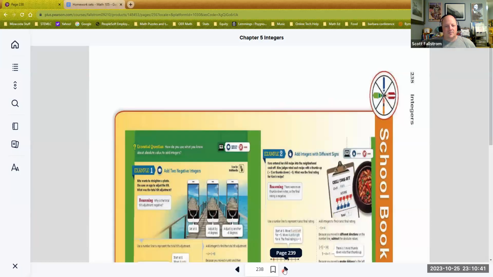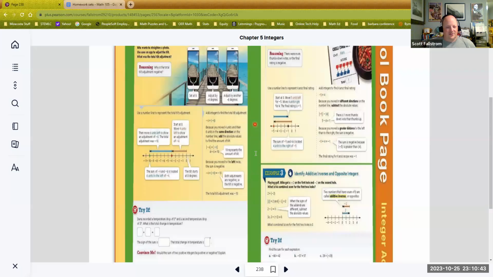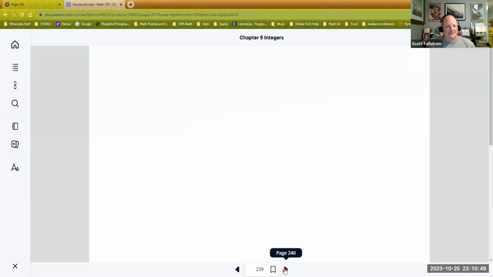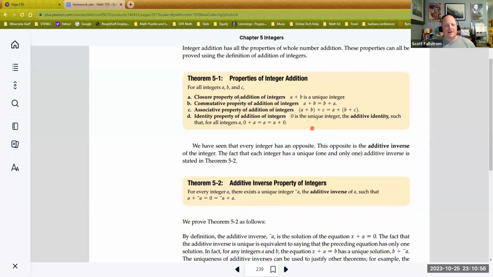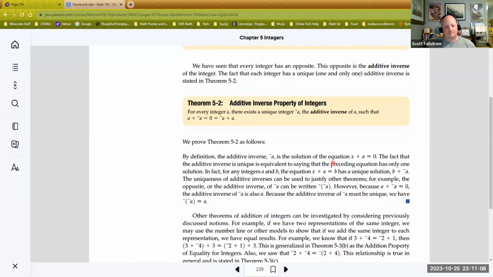Let's take a look at the school book page. So what do I have? Negative integers, and additive inverses. Again, additive inverses, also known as opposites. And so we're going to go through these properties here. Properties of integer addition. Guess what? Hopefully these aren't a shock to you. Closure, commutativity, associativity, and the identity property, these still hold the same properties that were there for whole numbers.